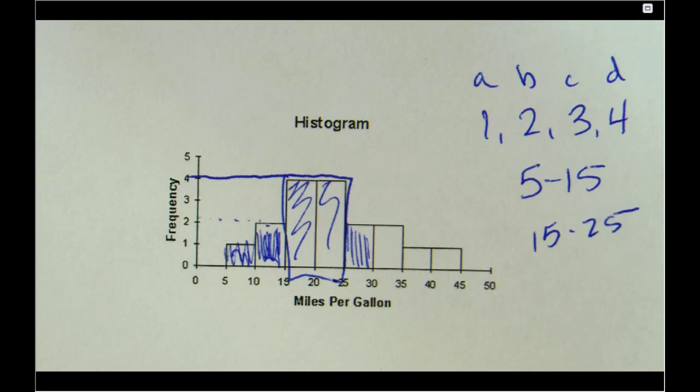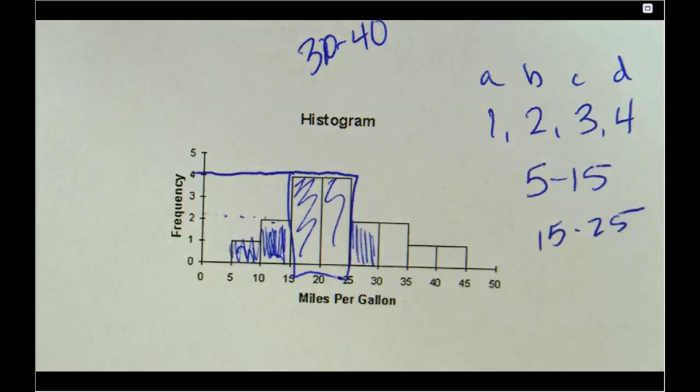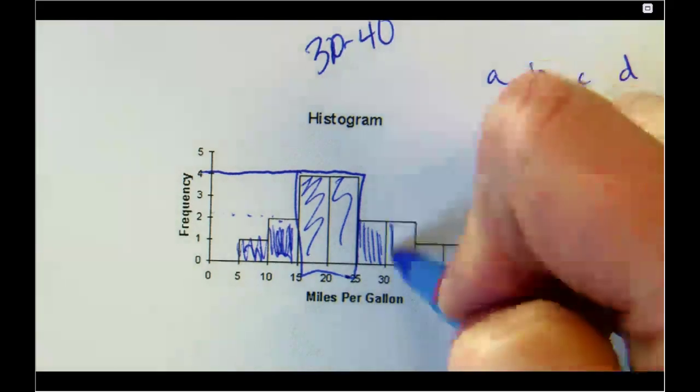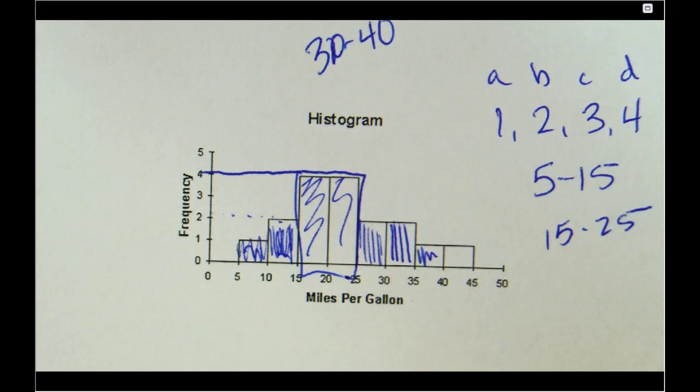Last one, just to make sure we're all on the same page. How many got between 30 and 40? 30 to 40 miles per gallon. No, guys, up to 40. 30 up to 40. Three. I knew that. Two here, one here. That's three. Even I got it.